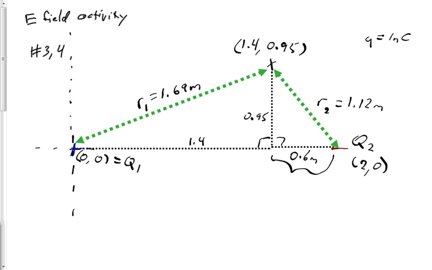Now the question is asking me to find the force. It says use Coulomb's law and calculate the magnitude and direction of the net force on a 1 nanocoulomb test charge at that point. Place an E-field sensor and verify the results. So I'm trying to find the force. First I want to find that force in newtons. So I have a distance between Q1 and my test charge Q here, and a distance between Q2 and the test charge, 1.69 and 1.12 meters respectively.